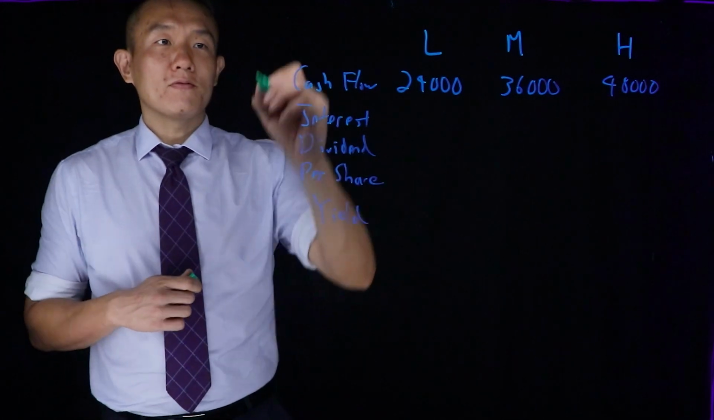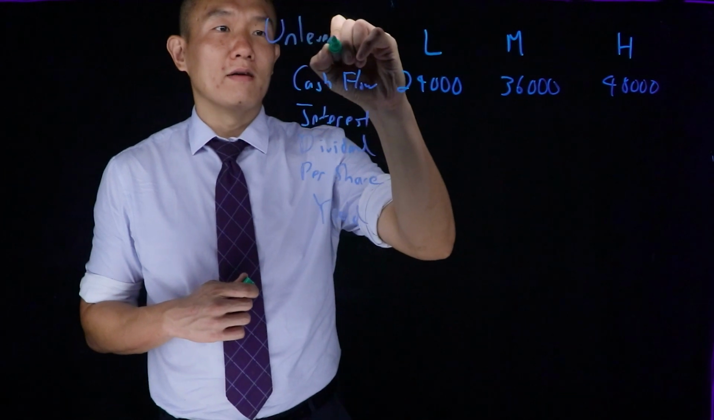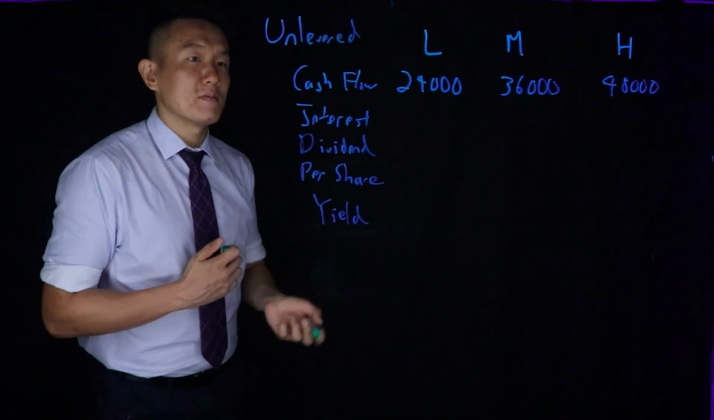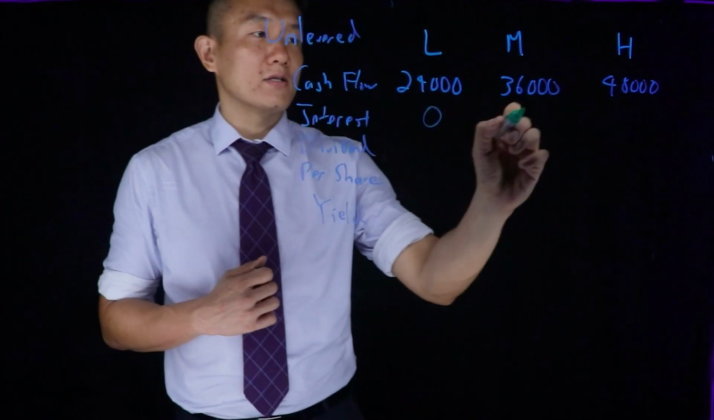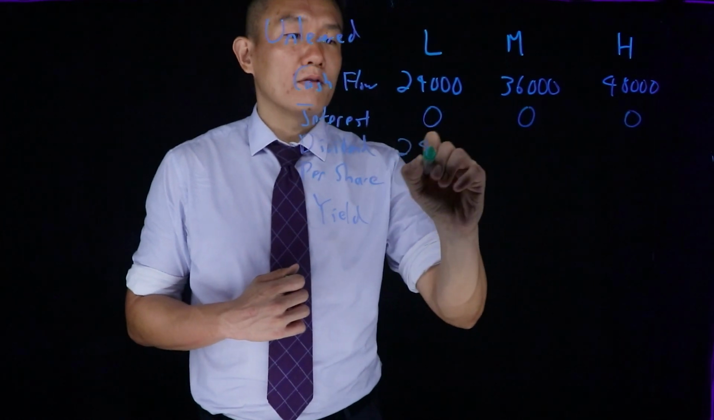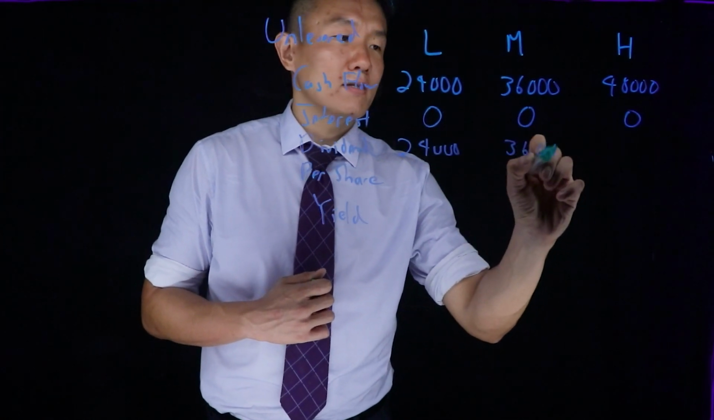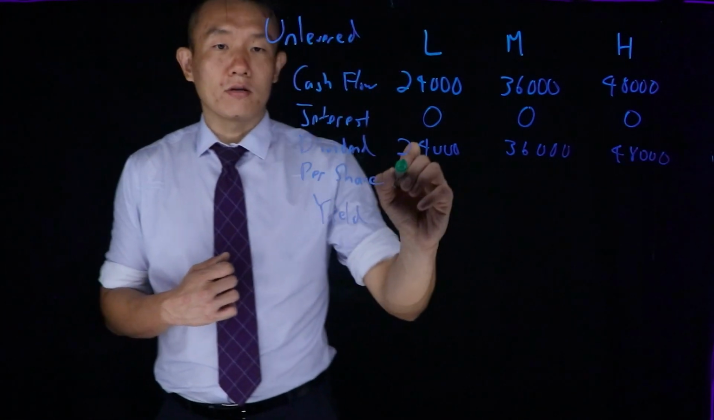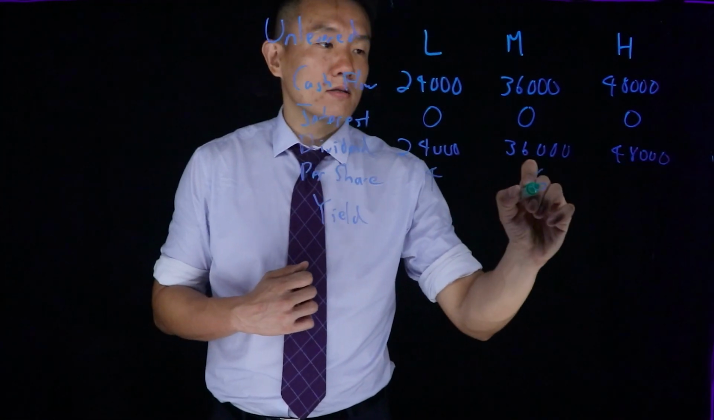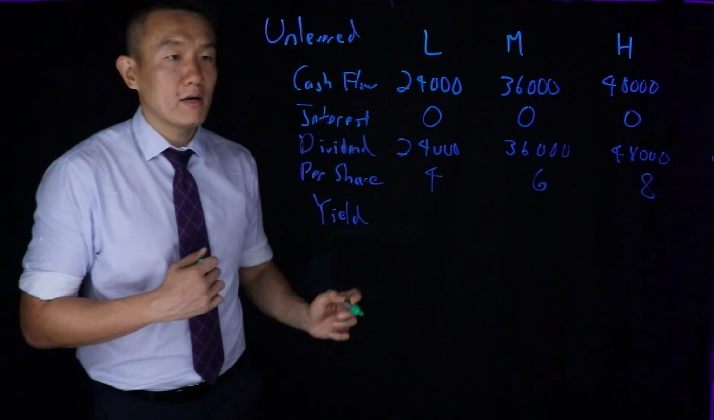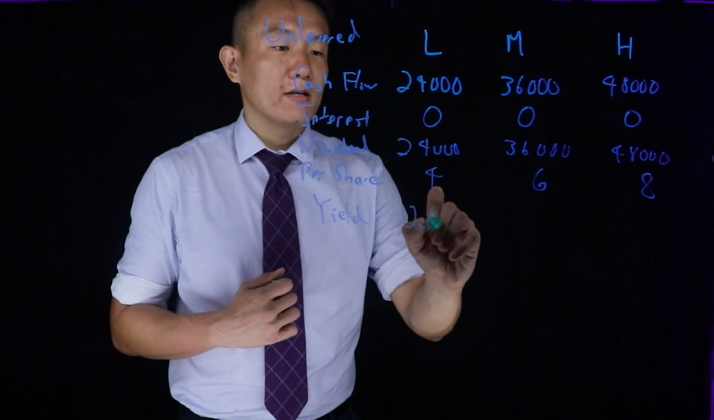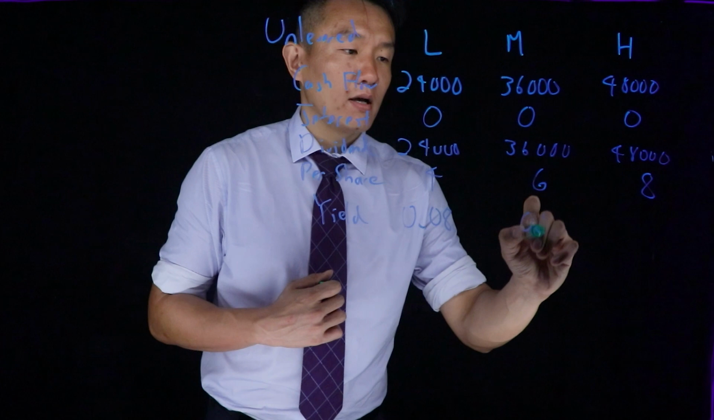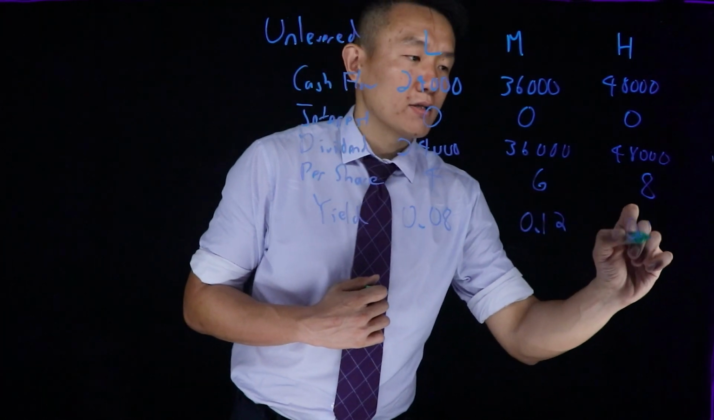So let's first imagine that the firm was unlevered. If the firm is unlevered, it's not paying any interest. So all of this is going to pay a dividend. And with 6,000 shares, that's either going to be 4, 6, or 8 per share, which means the dividend yield is going to be either 8%, 12%, or 16%.